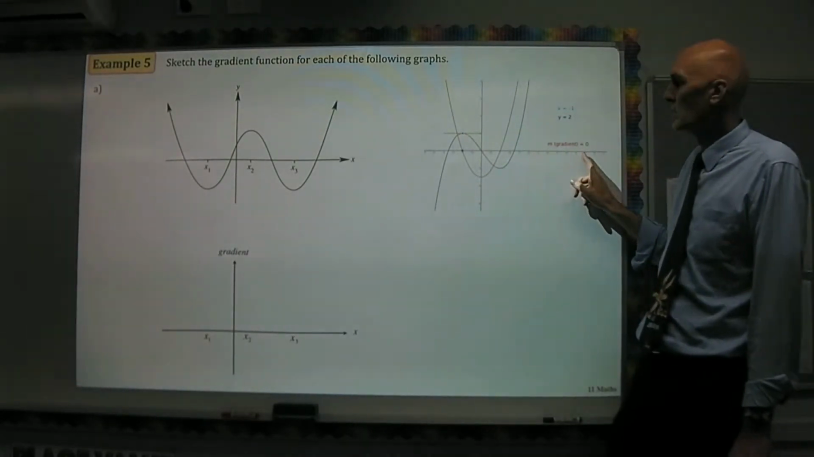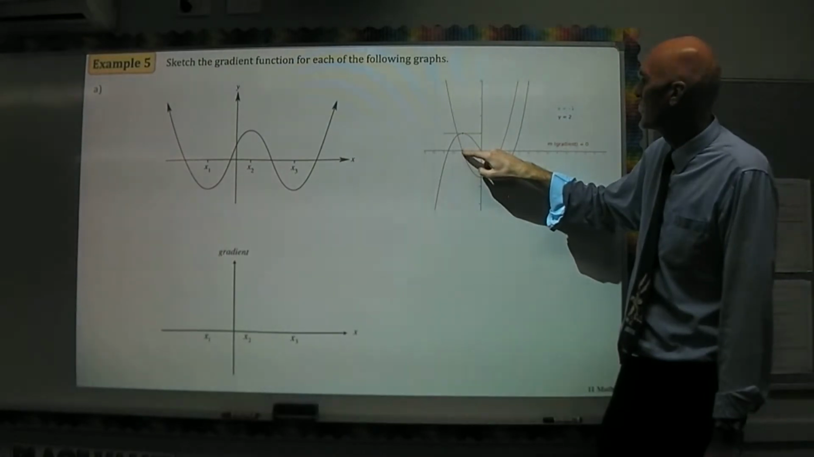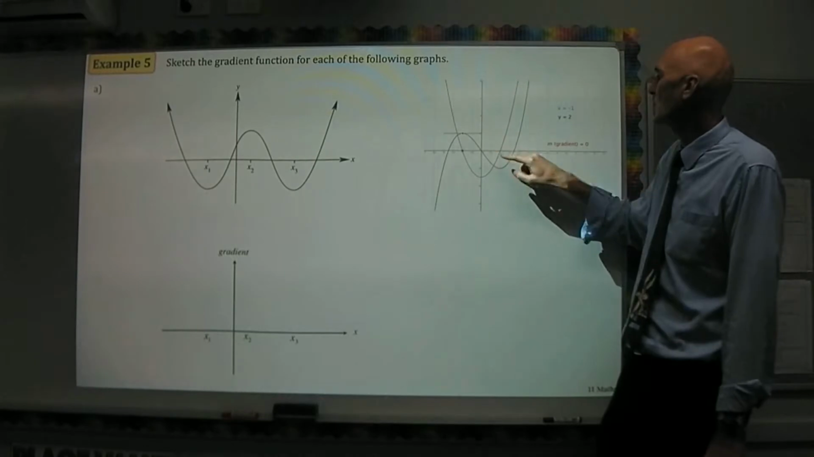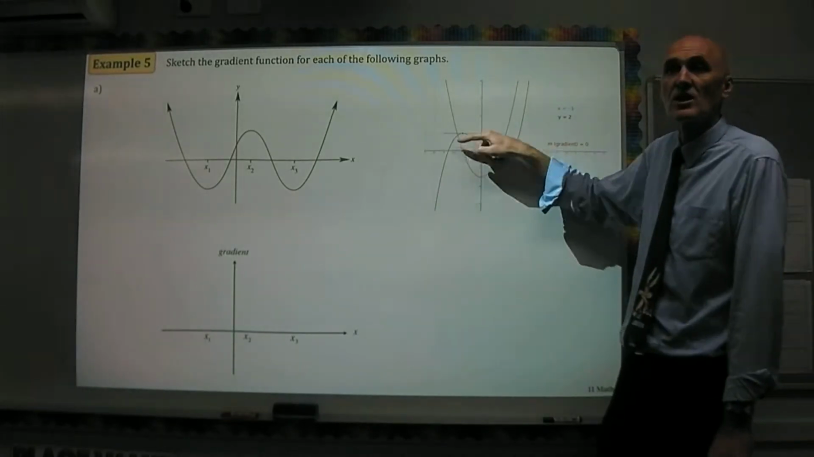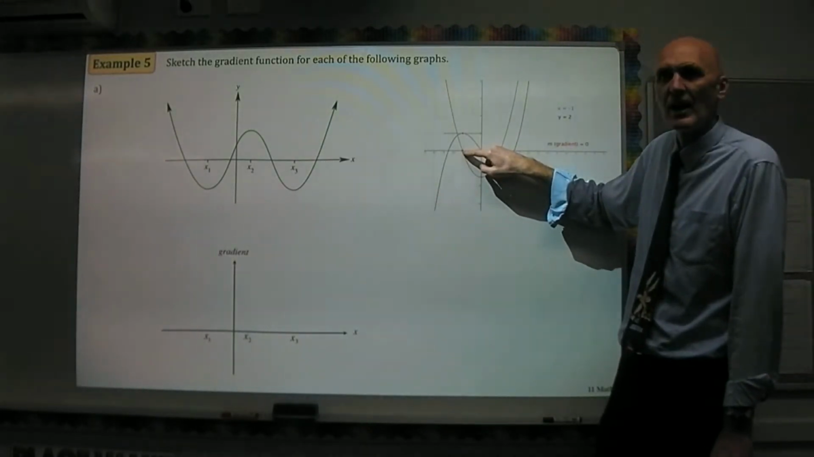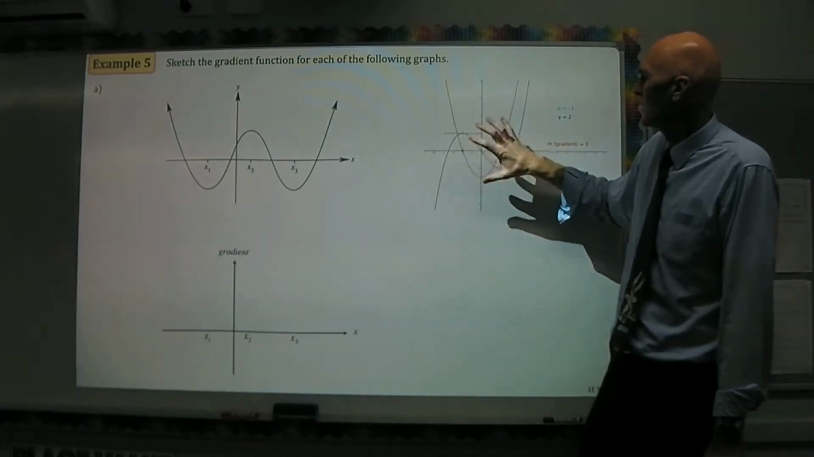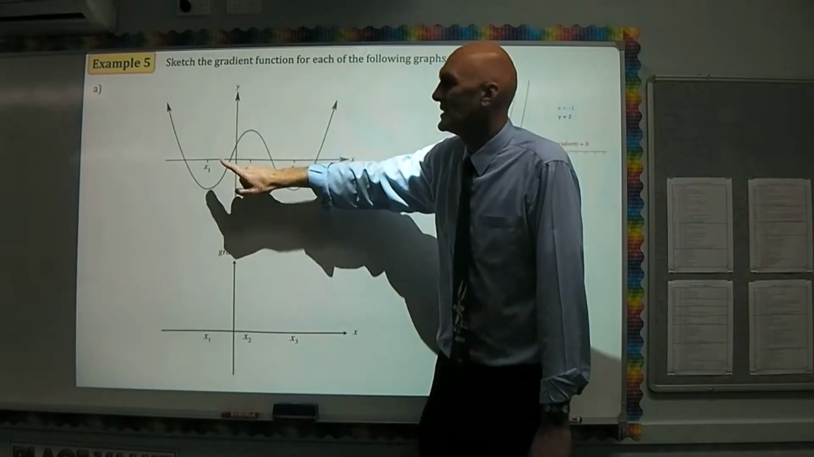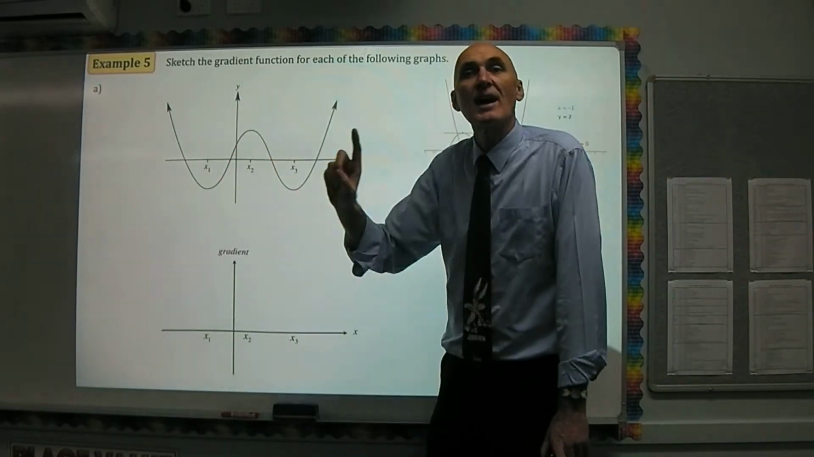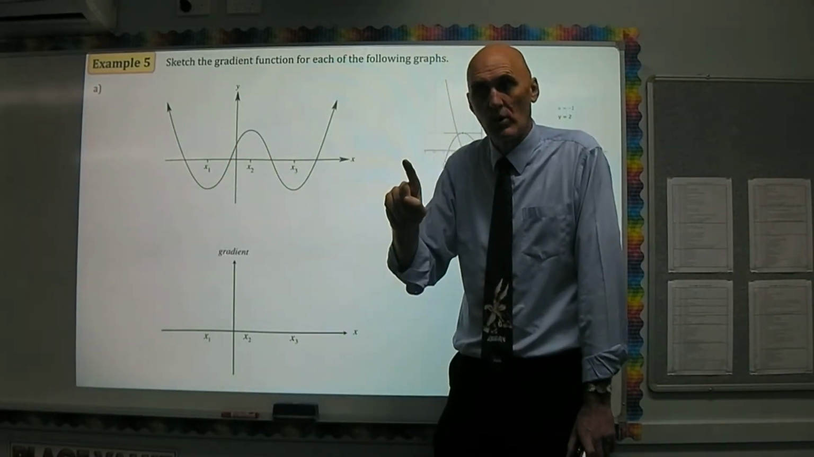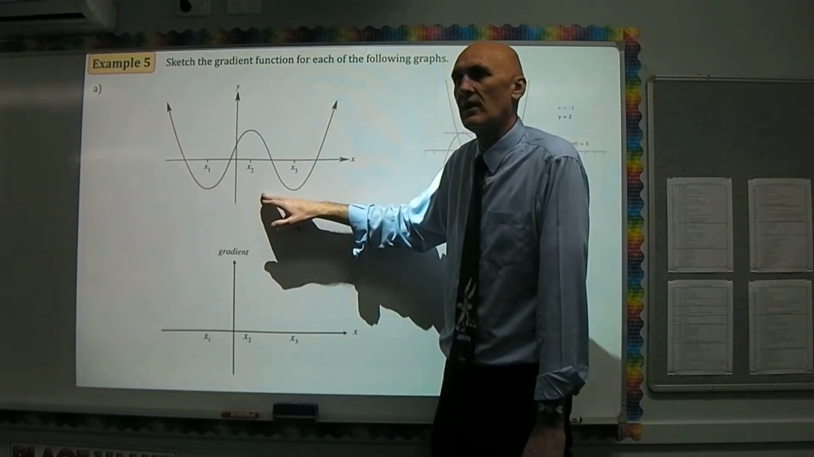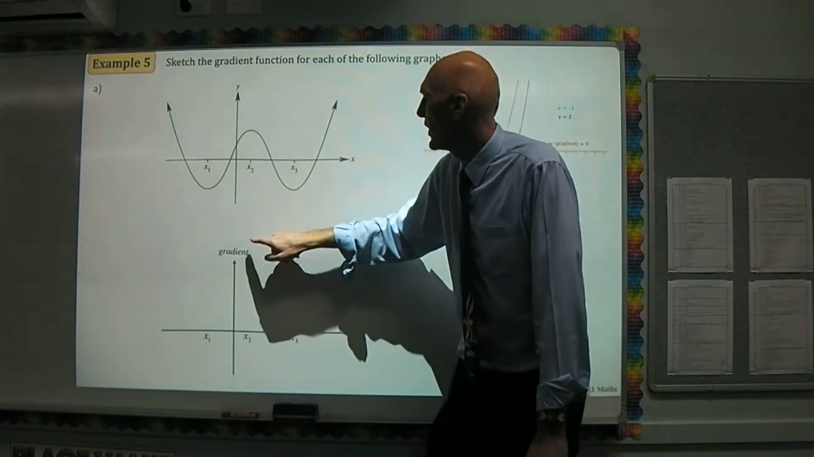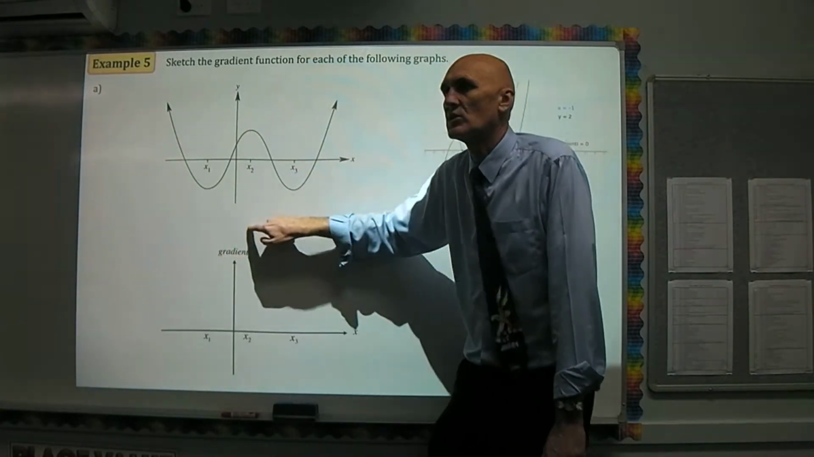So when I look at my gradient graph, where will it actually cut the x-axis? If the gradient's 0, it doesn't go up, it doesn't go down, it cuts the axis there. Let's try and transfer that across here. Where will my gradient be 0? At a turning point. How many turning points do I have here? 3. So that means I'm going to have 3 positions where the gradient will equal 0.